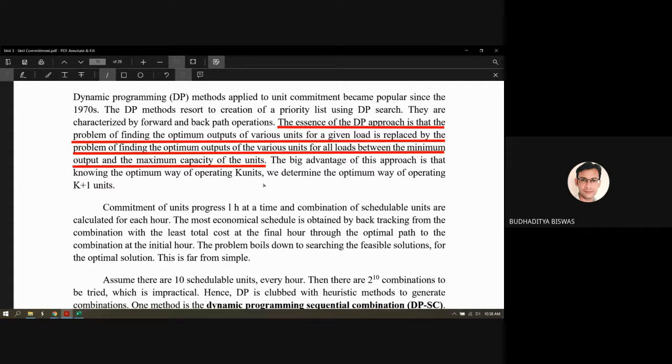Again, I am saying, what was the problem? The main problem was the dimensionality problem, because we need to solve a large number of equations to find the most optimum solution. This is the first problem. In 1 minute, please.